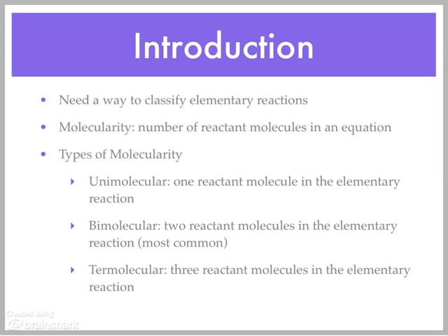And again, you're dealing with reactants, you're not dealing with products at all. And the different types of molecularity that you can have are just the following. You can have unimolecular, meaning you only have one reactant molecule in an elementary reaction. You can have bimolecular, which means you have two reactant molecules, and that's also the most common type of molecularity that you can have. And then the third type is termolecular, meaning you have three reactant molecules.